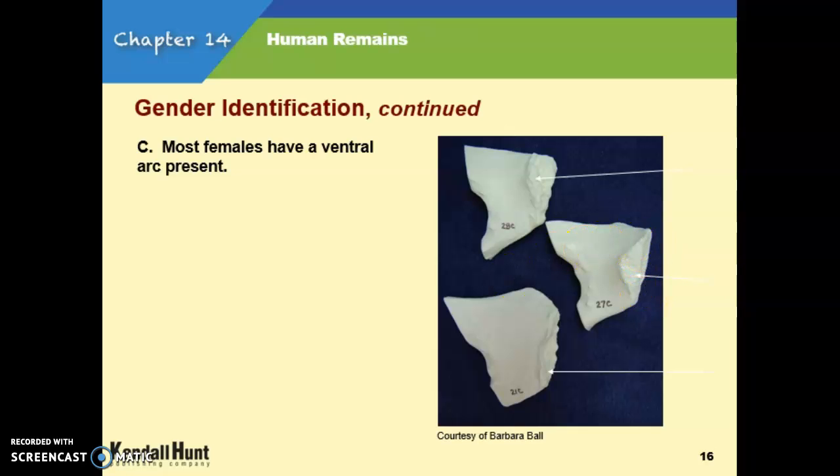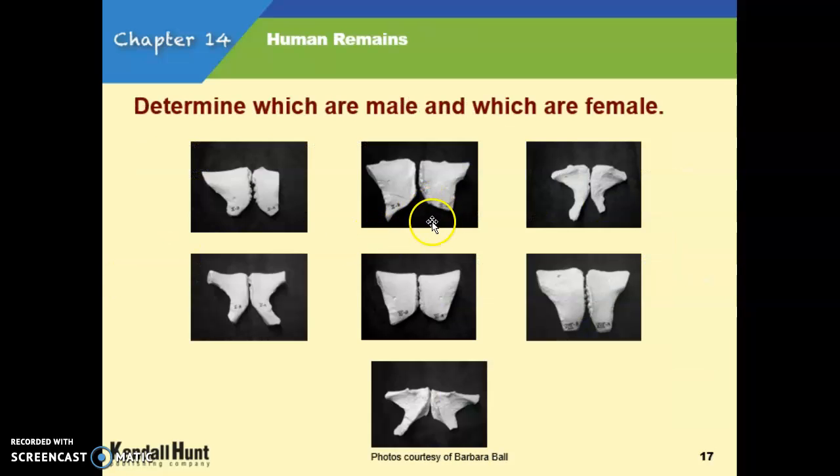So if we're looking at some examples, okay, you should be able to determine which ones are male and which ones are female. Obviously, these are fragments, but just looking at the angles alone, right, this is more than likely male. This one right here is more than likely a male. This one right here is probably a male, and this one here is probably a male. If I had to look at these, I would say the females are down the middle here.